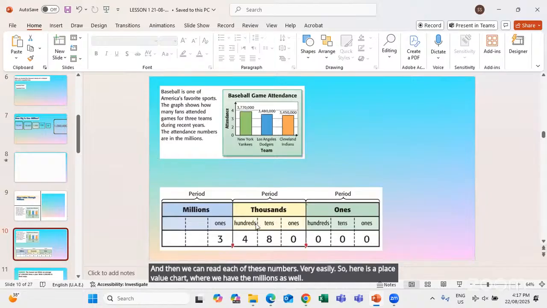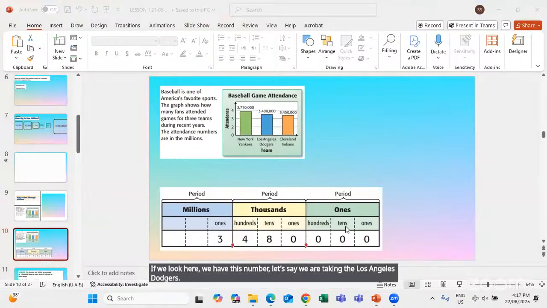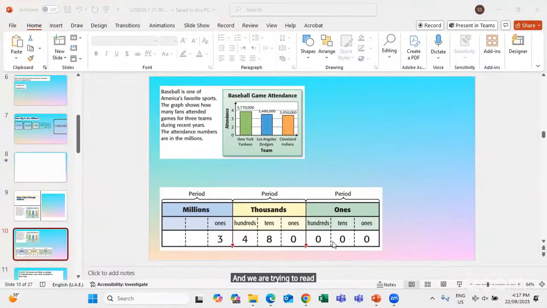If we look here, we have this number. Let's say we are taking the Los Angeles Dodgers and we are trying to read this number. In the first period, we have only zeros. In the second, we have 480, and then in the last, the millions period, we have 3. So we will start reading our number from here. It's 3 millions. This number is 480, this is thousands. So 3 millions 480,000. That's all.